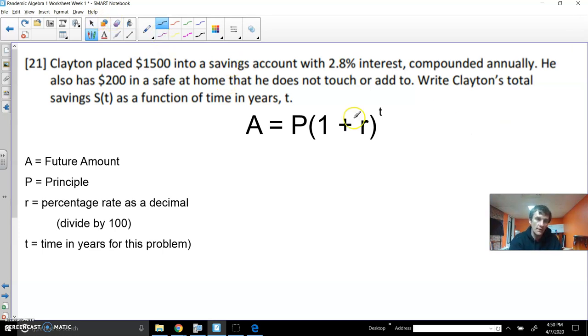This formula could be compounded more than once a year. It could be compounded semi-annually, twice a year. Could be monthly, 12 times a year. Could even be weekly, 52 times a year. It's good to know all of those. 365 if it was daily.